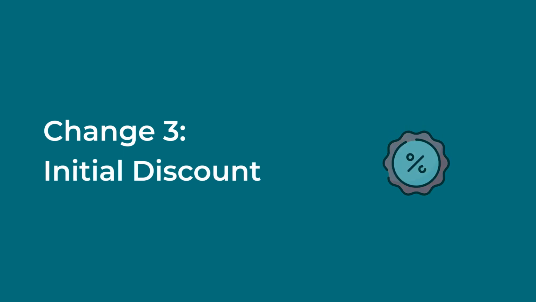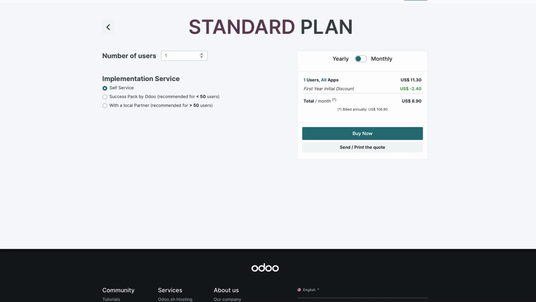What is the third change? The third change is that before, Odoo gave a discount for the initial users, the users that you buy initially. And this discount would apply for the entire subscription period. So if you keep the subscription for 5 years, you would still keep the initial discount for the users that you bought initially. With the new pricing offer, you get the discount only the first year.